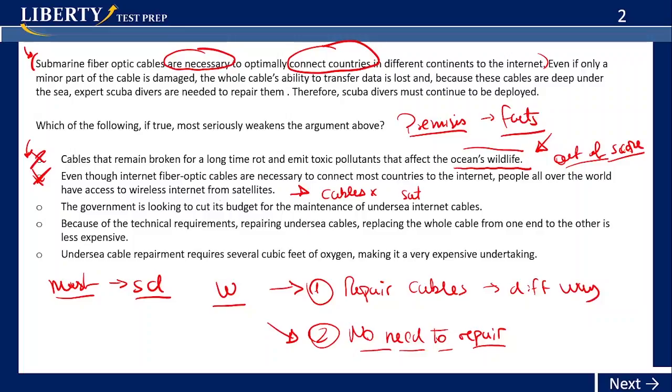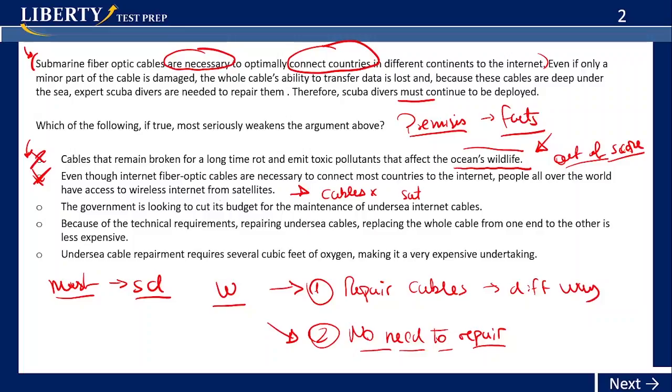Letter C. The government is looking to cut its budget for the maintenance of undersea internet cables. Okay, they're looking to cut their budget. Now, why does it matter? Because when they say scuba divers must continue, they're not saying it would be good if scuba divers go and fix them, or it's going to be expensive, or it's going to be cheap to send the scuba divers.